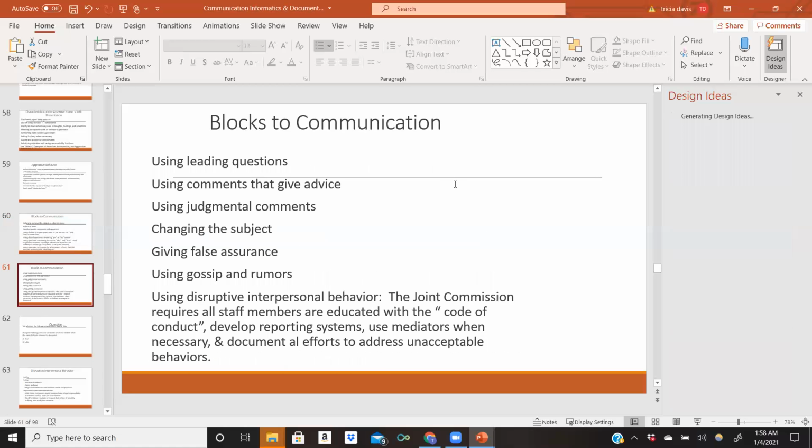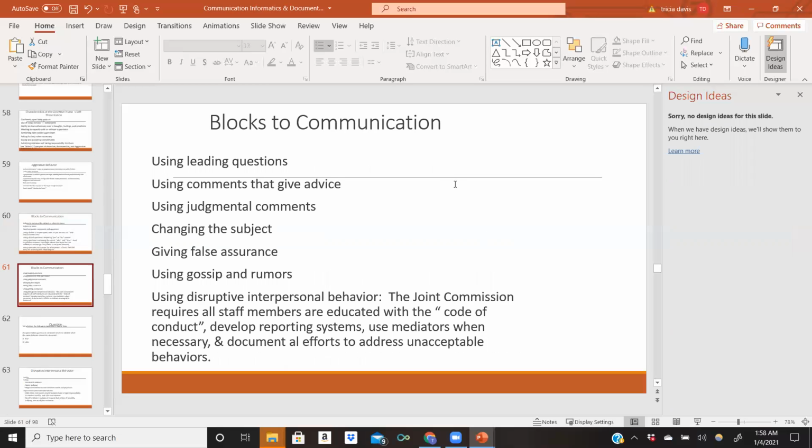Other blocks to communication: using leading questions. A leading question suggests what response the speaker usually wants to hear. So leading questions produce answers that might please the nurse, but are very unlikely to encourage the patient to continue speaking honestly without feeling intimidated in this situation.